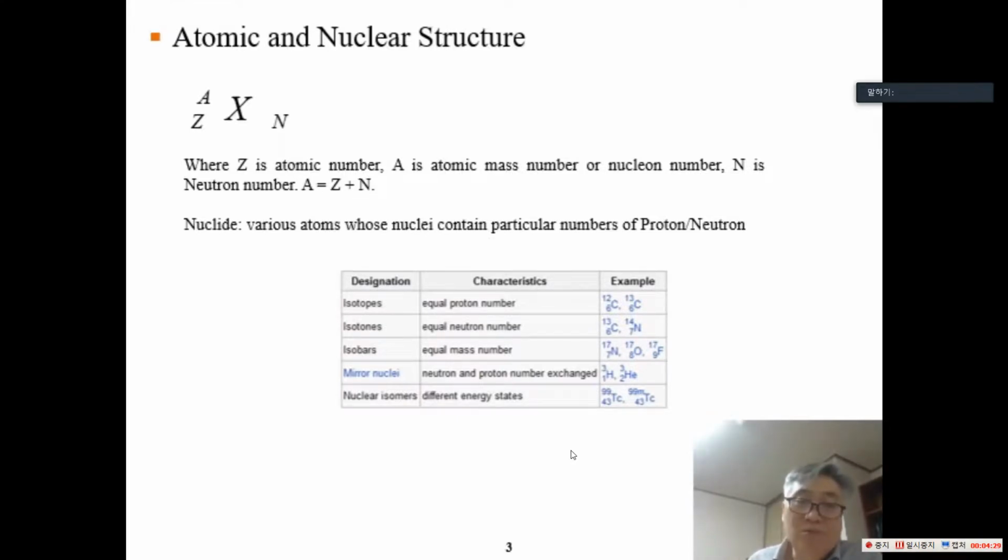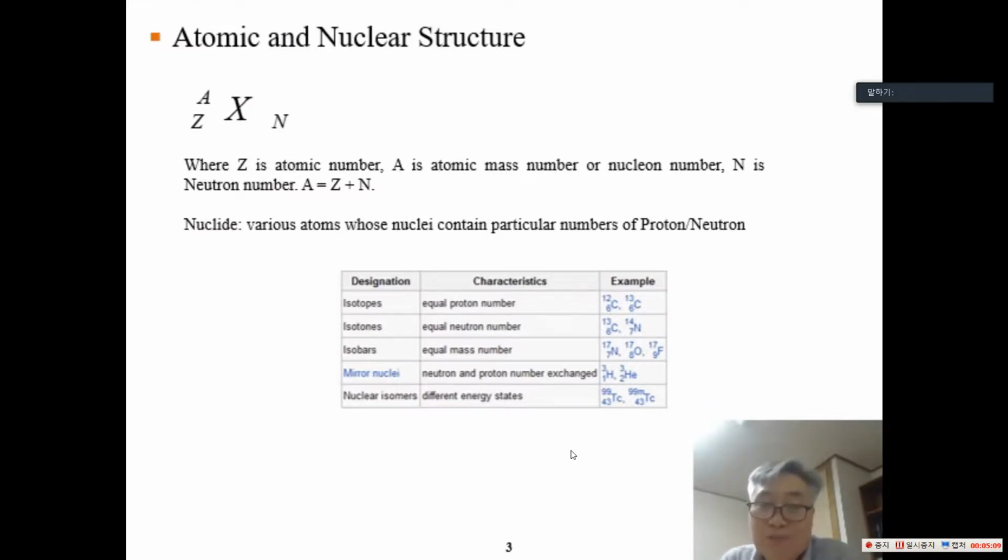Isotone means equal neutron number. So C13, we have proton number 6 and neutron number 7, okay? And nitrogen 14, proton number 7 and neutron number is again 7. So these two elements have the same neutron number. So we call it isotone. And isobar means equal mass number. So nitrogen, oxygen, and fluorine, all the mass number is 17. So this we call isobar.